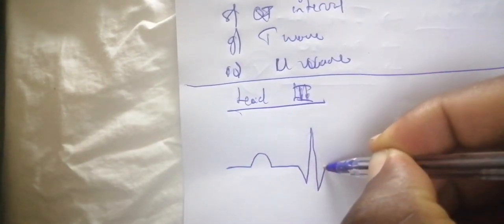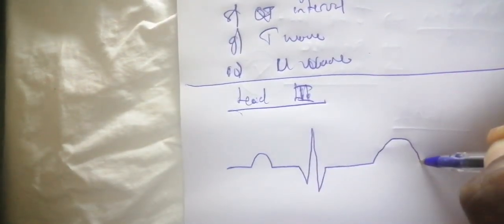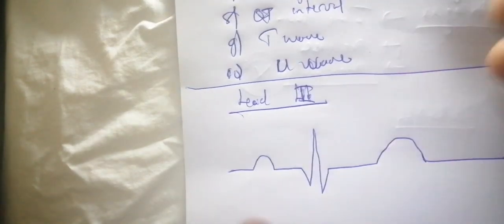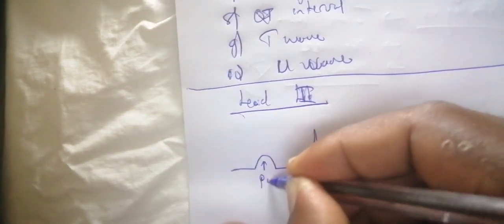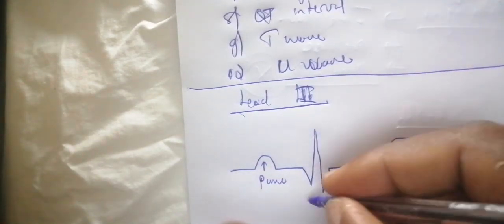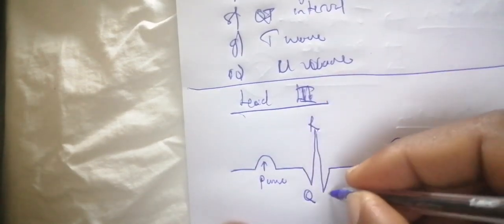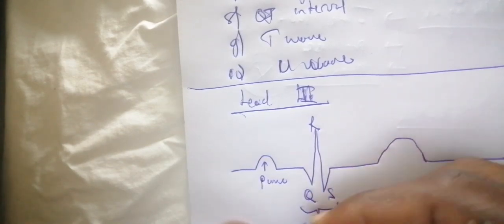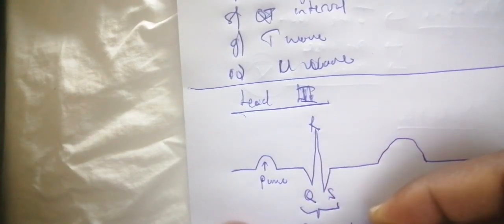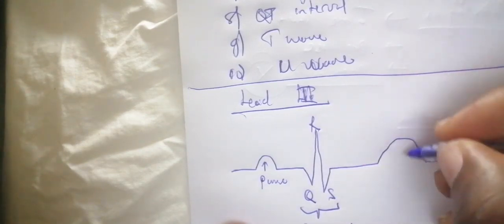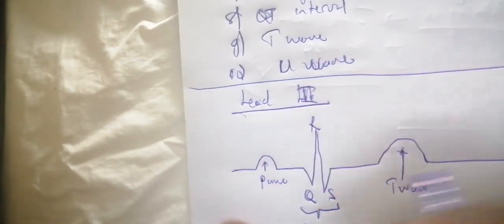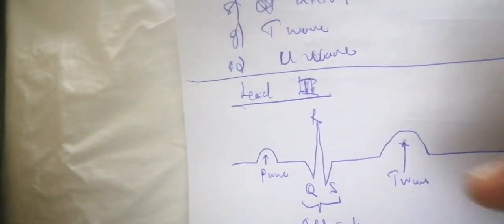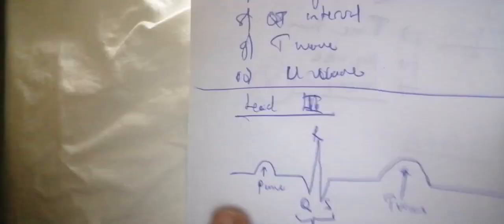QRS complex, then you have the T wave. Is it clear? So you have to know the different elements of a normal ECG very well. Here is a P wave. Is it clear? Here is the P wave. Here is the Q, here is the R, here is the S. So all this is going to be the QRS complex. Here is the T wave. Here like this is a T wave. Is it clear? That is on a limb lead. Limb lead 2.